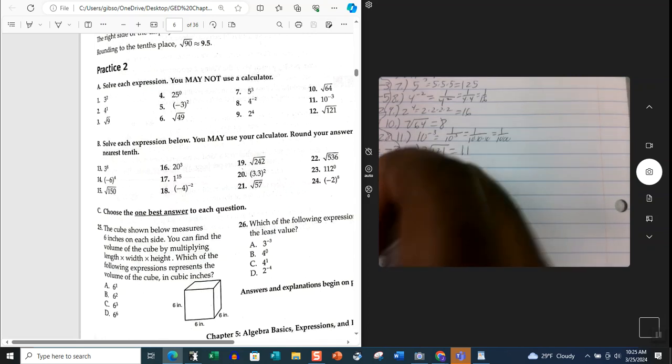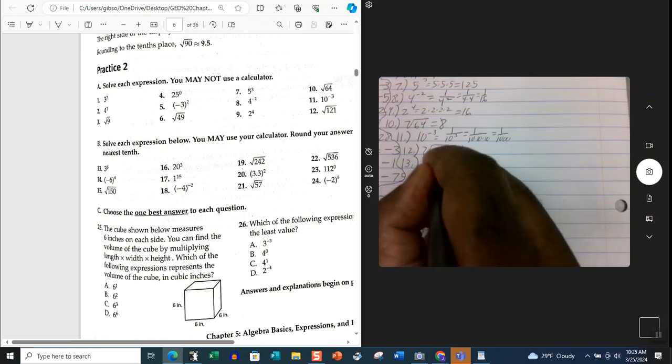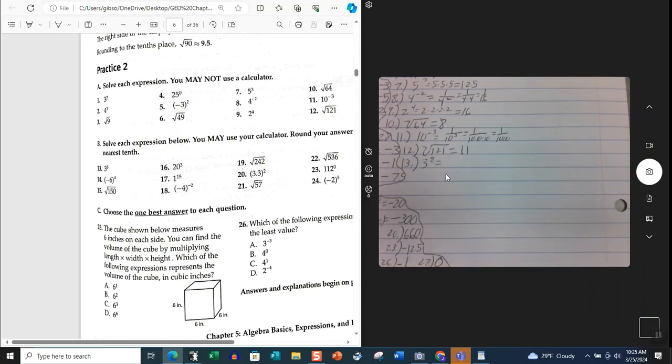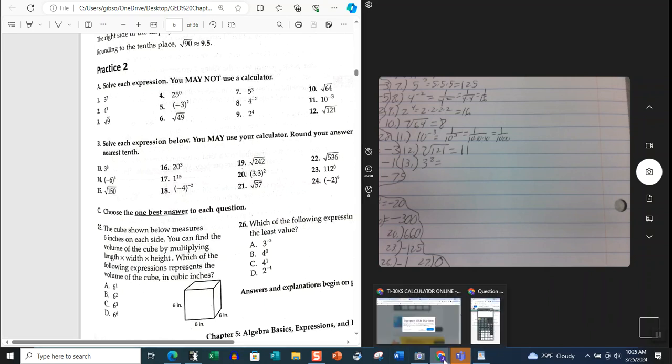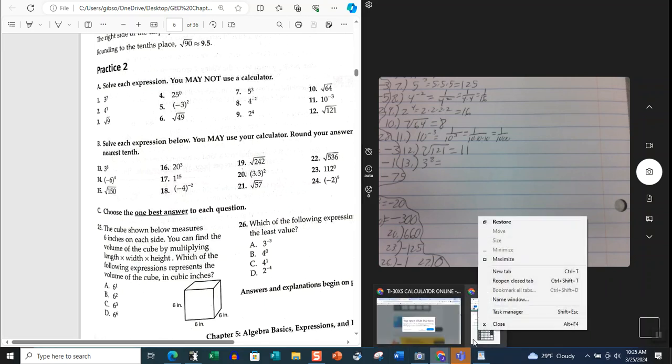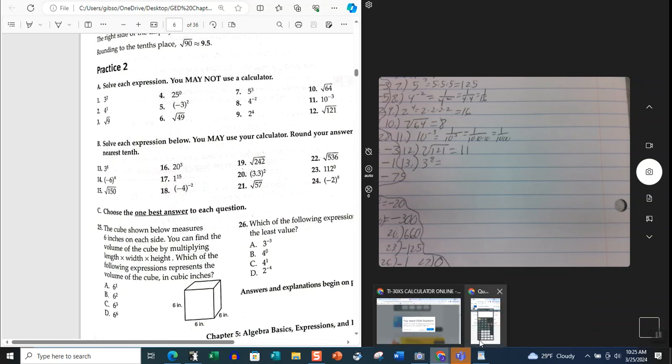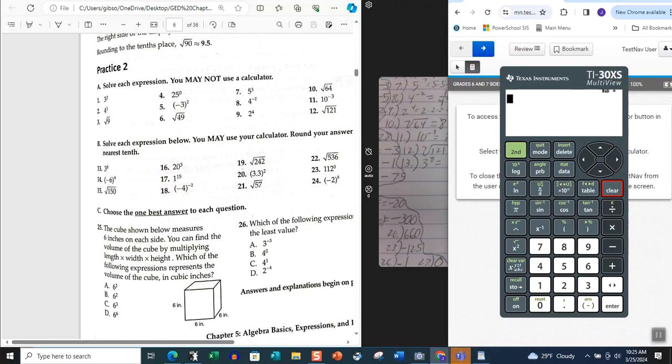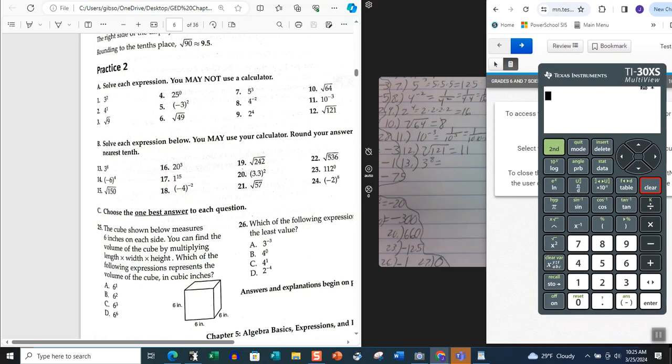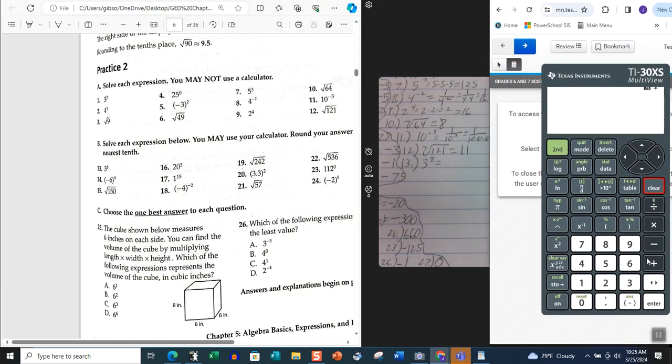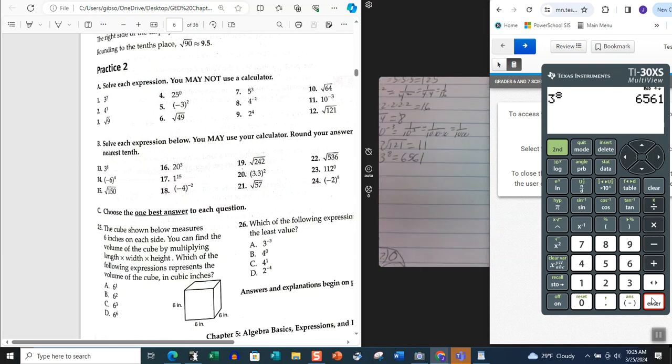Okay, 13. We have 3 to the 8th power. We're going to put that in a calculator because we know 3 to the 8th is just 3 times itself 8 times. So we'll hit 3, this up arrow here, 8. That'll give us 6,561. That's number 13.